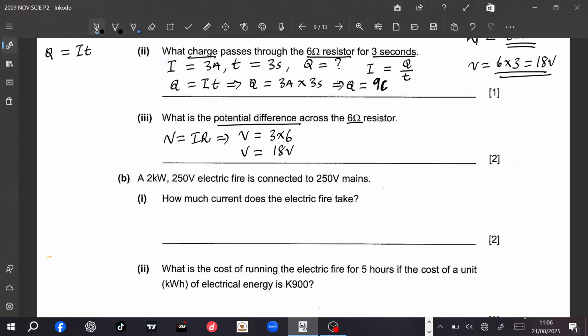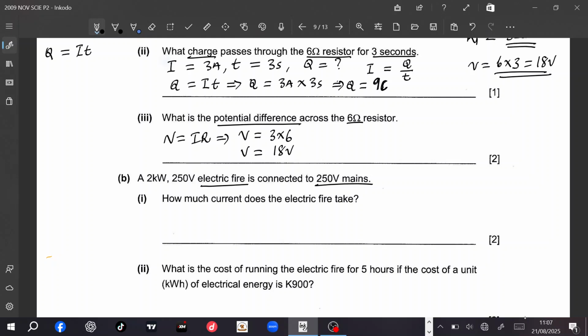B, they are saying a 2 kilowatt, 250 volt electric fire is connected to 250 volt mains. So there is an electric fire. This electric fire is like a device, it can be like a stove, a fridge, a TV, which has been connected to a 250 volt mains, like they've connected it at the socket there, and the socket is able to produce 250 volts.